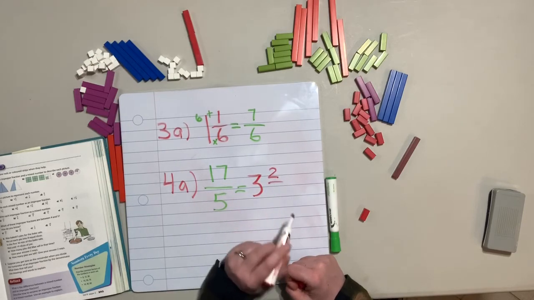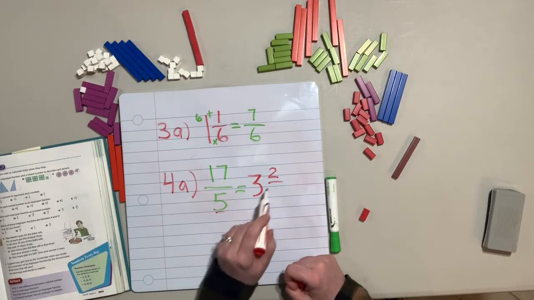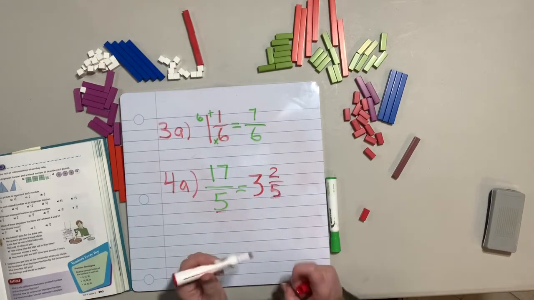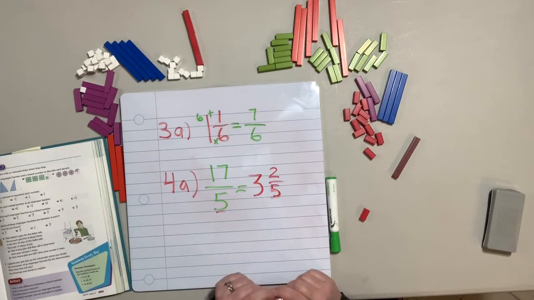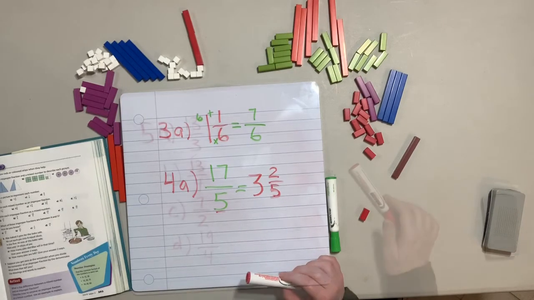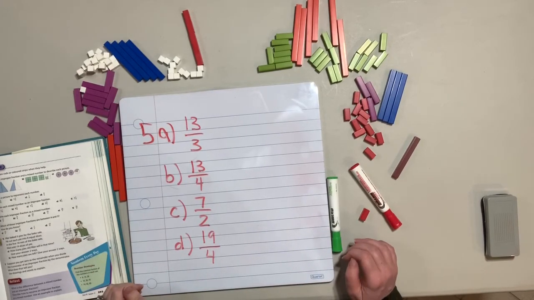And how do we know what goes on the bottom? Well, we look here, it's going to stay the same. So it's 2/5. So I would like you guys to do 3a and 4a, and then try and finish question 3 and question 4 on your own. The last question I'm going to try and help you with right now is question 5.